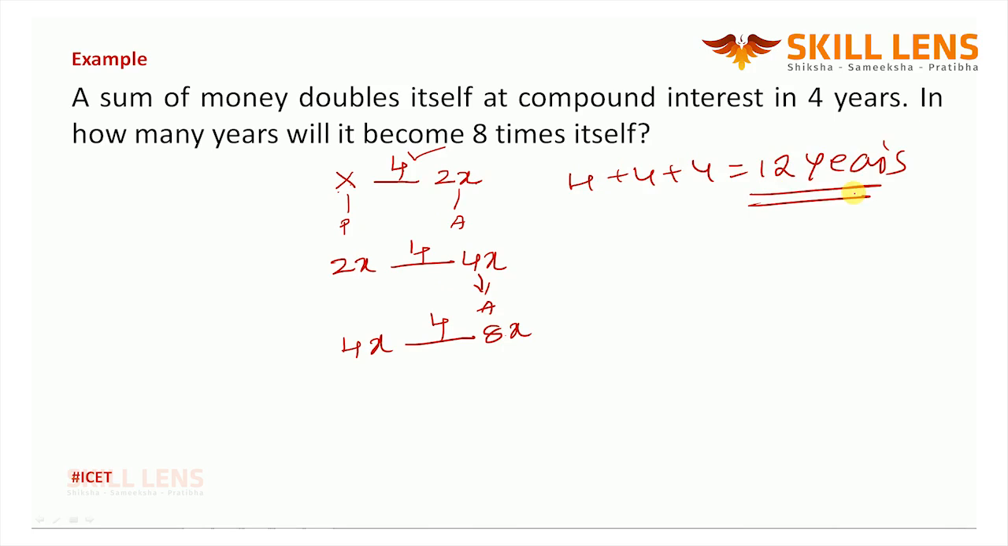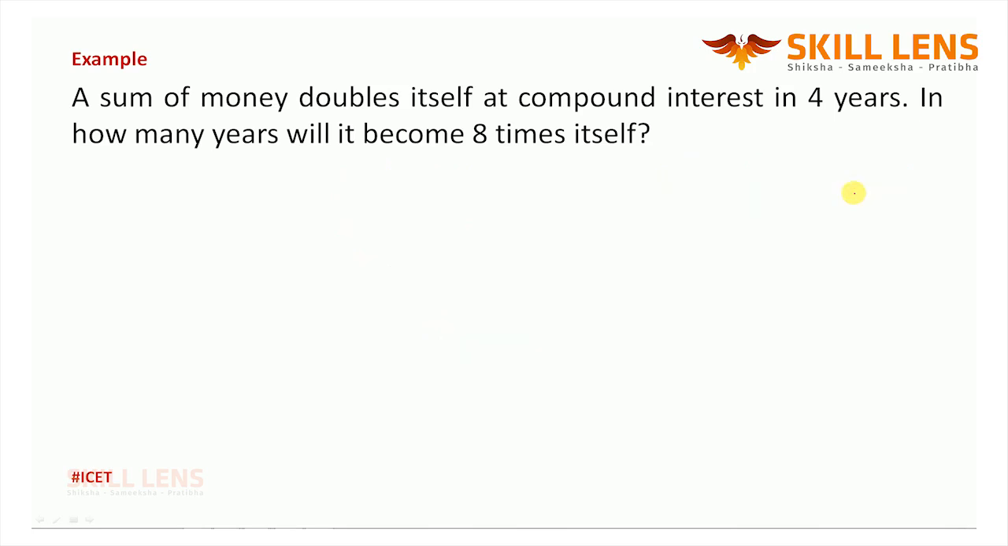So what is the shortcut for these kind of questions? How many times you want? You want 8 times. Can I write 8 as 2 cube? Yes. Take this power and multiply with the number of years. 3 into 4, that will become 12 years. So this is how you need to handle your questions very easily.